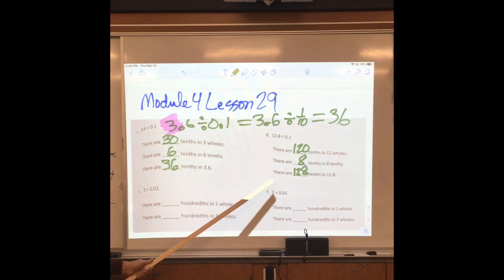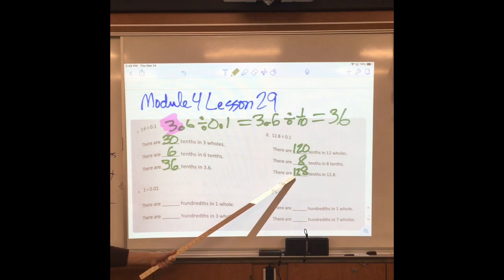128 tenths, okay? So that means we have 128 dimes.